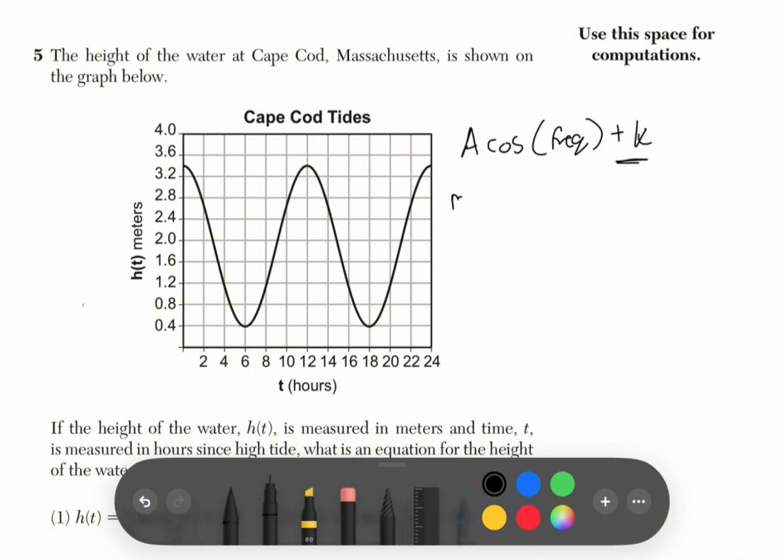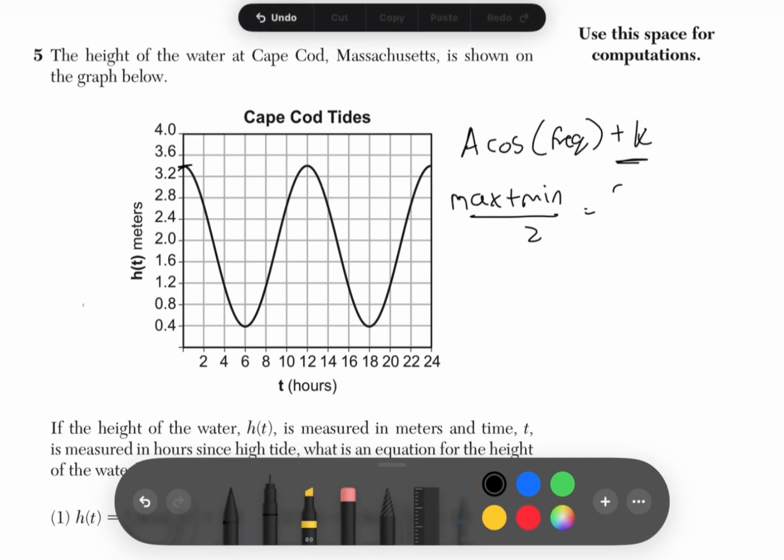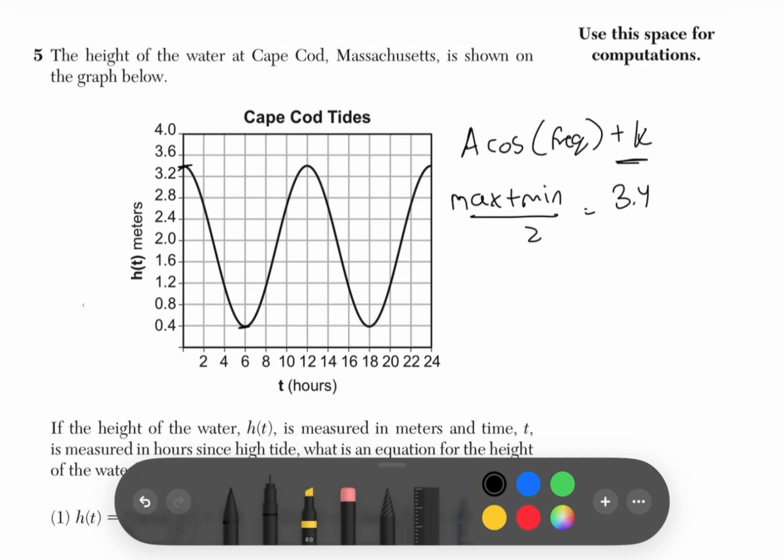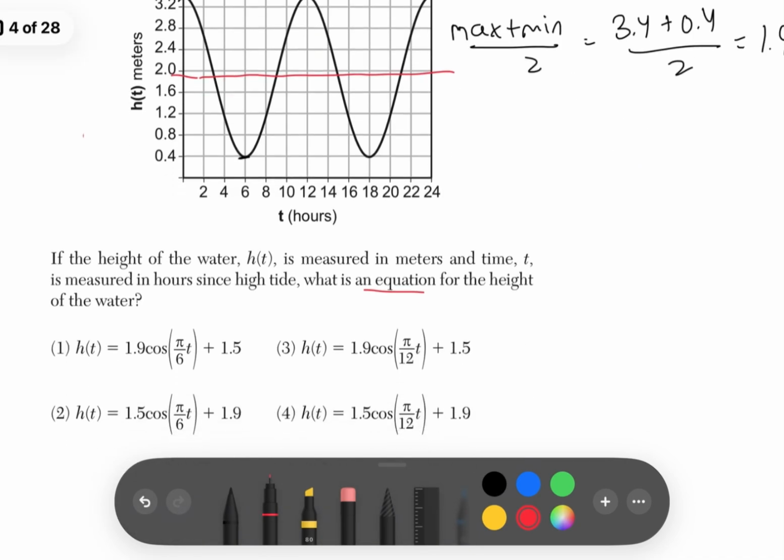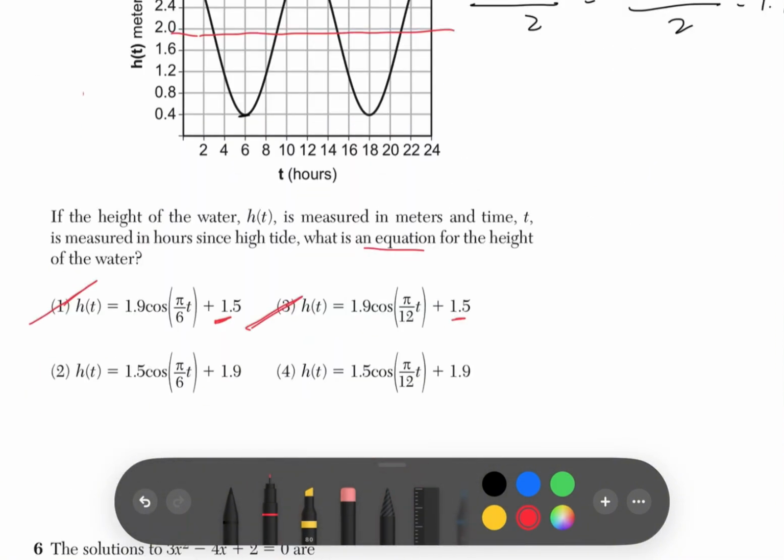Well, we're going to take the maximum value plus the minimum value, and divide it by 2 to find our midline. So our maximum seems to be around 3.4, and our minimum is at 0.4. So we're going to do 3.4 plus 0.4, divide that by 2, we're going to get 1.9, meaning our midline is going to be around here. So now that we have that, we can immediately eliminate options 1 and 2 because in their equations, they have a midline of 1.5. So now the only difference between options 2 and 4 is their frequency.